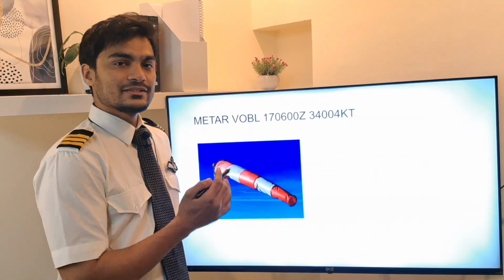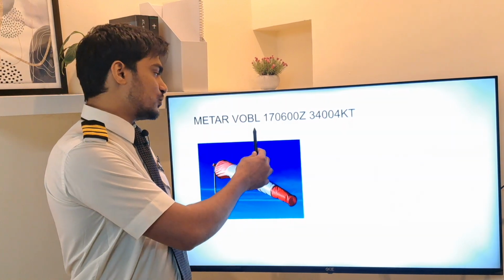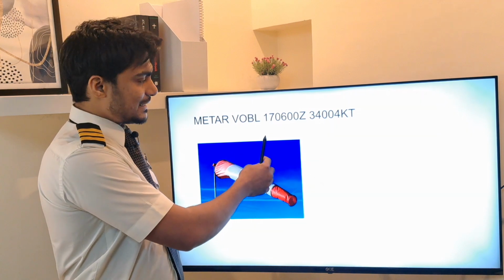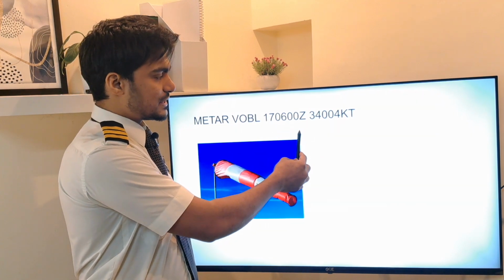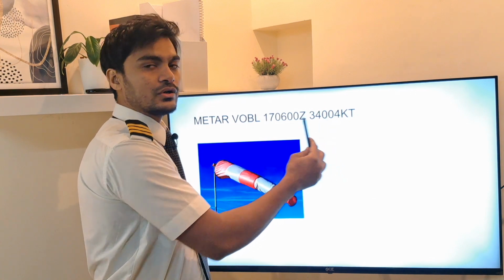Alright, so now let's try to read this entire thing. This report is a METAR report issued for Bangalore Airport, issued on the 17th at 0600 UTC. Winds 340 degrees true, 04 knots.